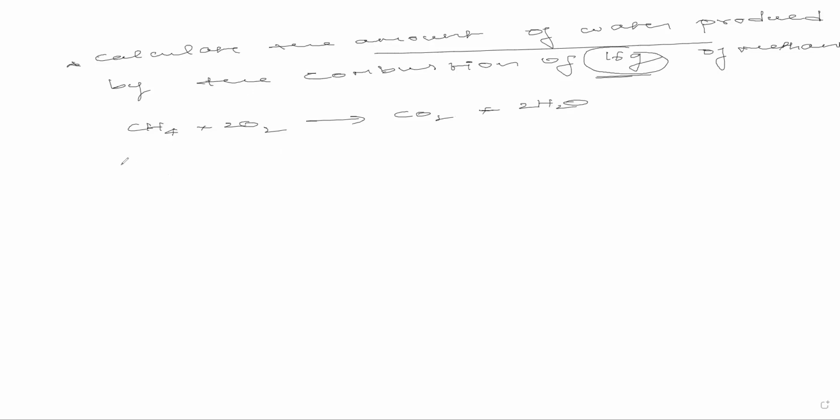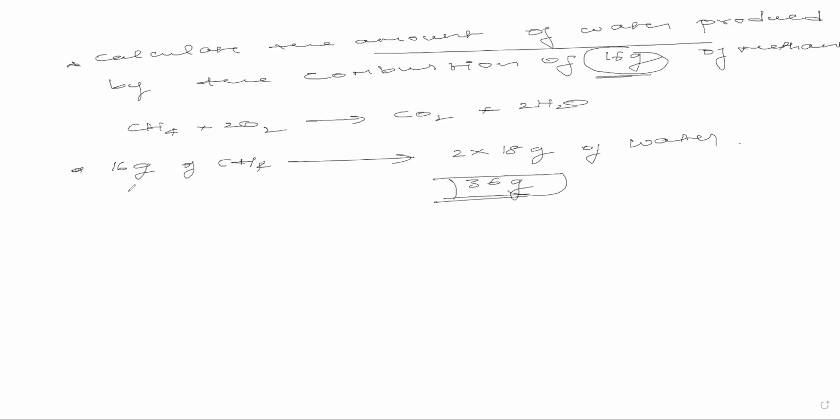We know that when 16 gram of methane reacts, it gives out 2 into 18 grams of water. Okay, so 36 grams of water we will get. So this is the answer: 16 gram of methane gives out 36 grams of water. So we can write this directly.